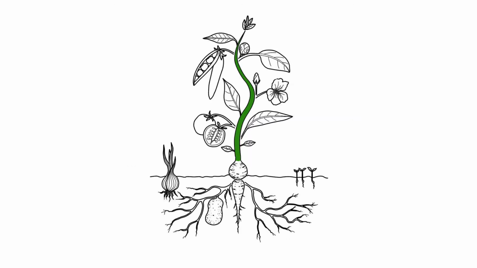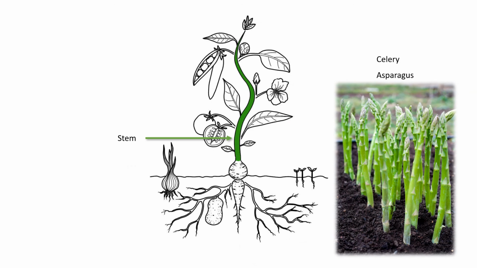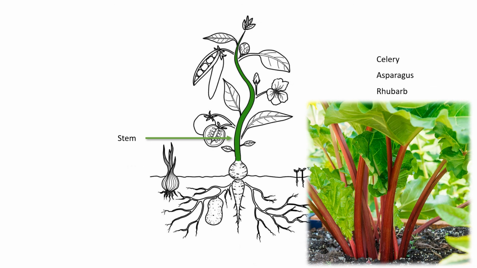Speaking of stems, let's take a look at the stem of the plant. Some examples of vegetables that come from the stem of the plant: celery is a good example. Asparagus is an example. And I've mentioned rhubarb is another example. Now you notice the rhubarb looks a lot like Swiss chard, but remember that with Swiss chard, you can eat the leaves. Rhubarb, you cannot eat the leaves of rhubarb.